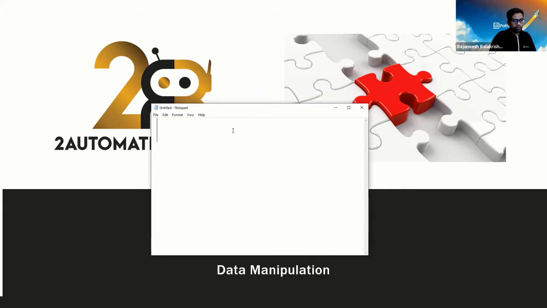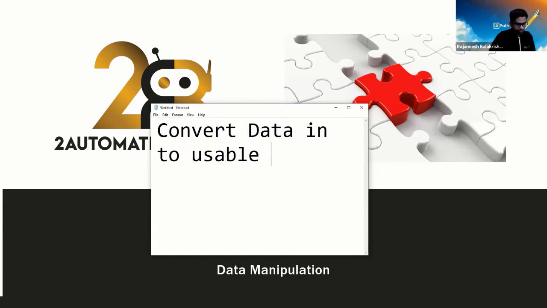So mainly data manipulation, while we are dealing with a lot of applications, we extract data from one application and convert it into some usable format and give it to another application. It can be either a database or any kind of application. So we are going to see how to automate this data manipulation. We are going to manipulate the data and convert the data into usable format. So that is called the data manipulation definition.